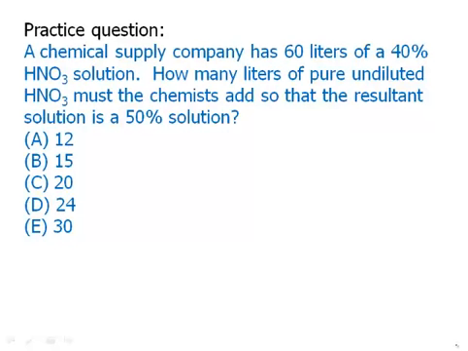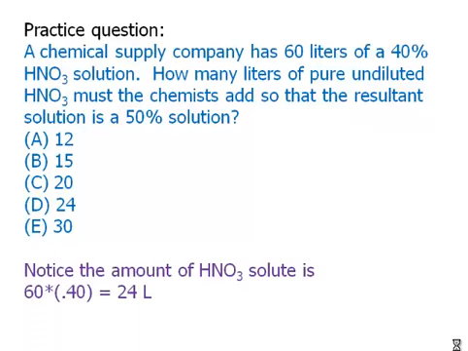A chemical supply company has 60 liters of 40% of some chemical. That chemical happens to be nitric acid. You don't need to worry about that. How many liters of pure undiluted acid must the chemists add so that the resultant solution is a 50% solution? So we're going to add solute to increase the concentration, and we want to increase it to 50%. C is a nice round number, so we'll just pick C as our answer.